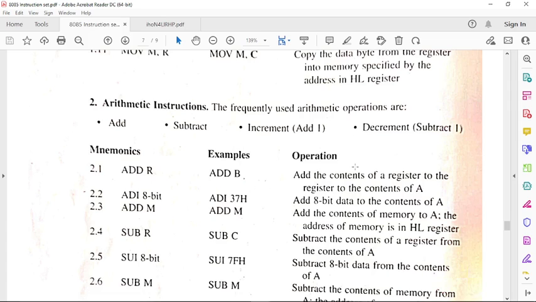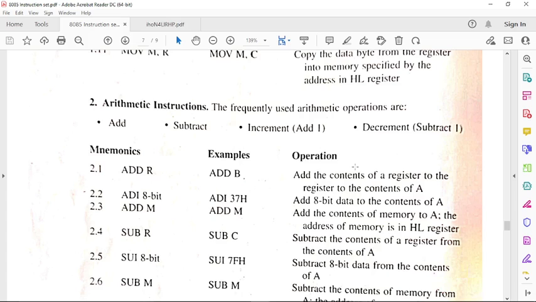So here suppose we have to add two 8-bit data. The first data is present in the accumulator, and the second data is present in register B, and obviously the result of this operation is stored in the accumulator.